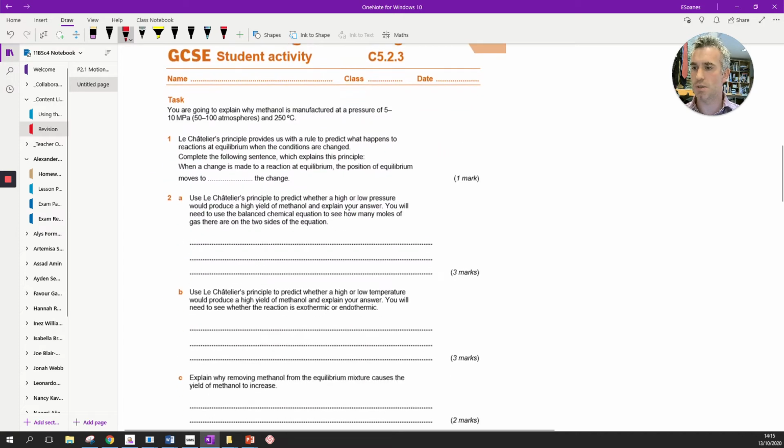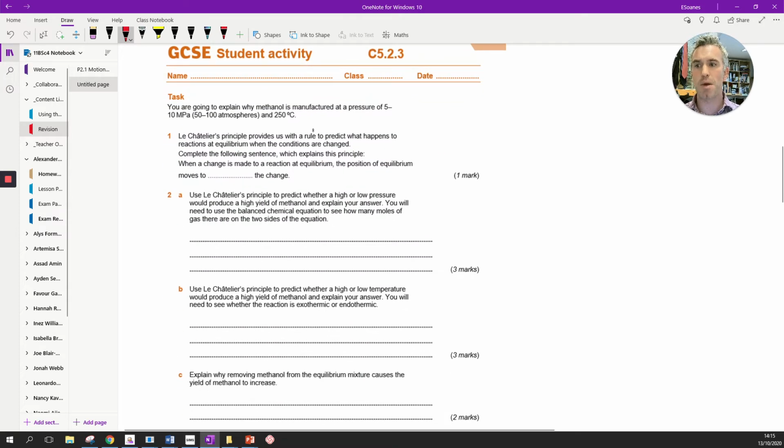Right, let's scroll down. You're going to explain why methanol is manufactured at a pressure of 5 to 10 megapascals, which is 50 to 100 atmospheres, and at 250 degrees. Le Chatelier's principle provides us with a rule to predict what happens to reactions at equilibrium when the conditions are changed. Complete the following sentence which explains the principle. When a change is made to a reaction at equilibrium, the position of equilibrium moves to something that changed. Pause, look back in the notes from previous lesson and work out what it is.